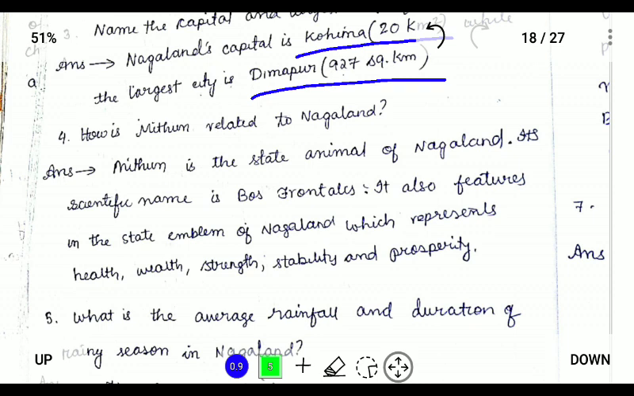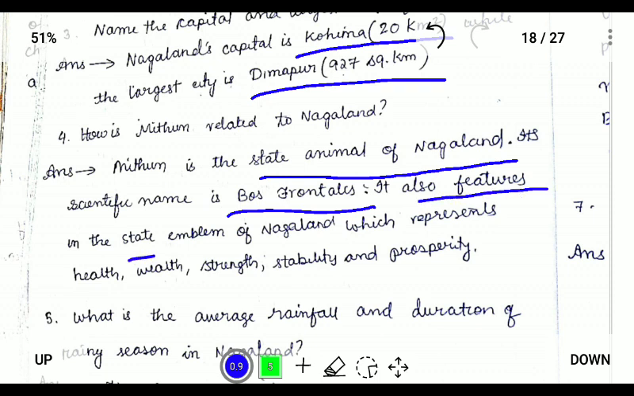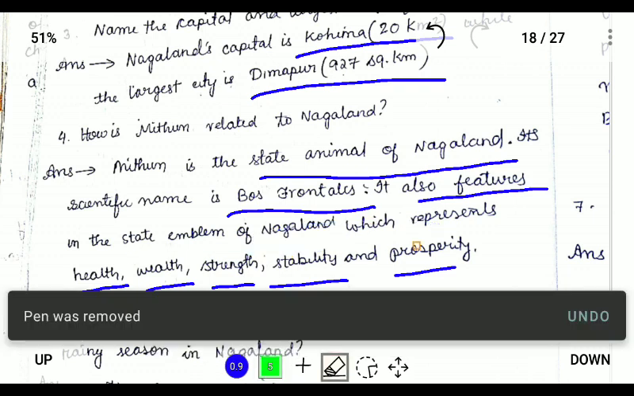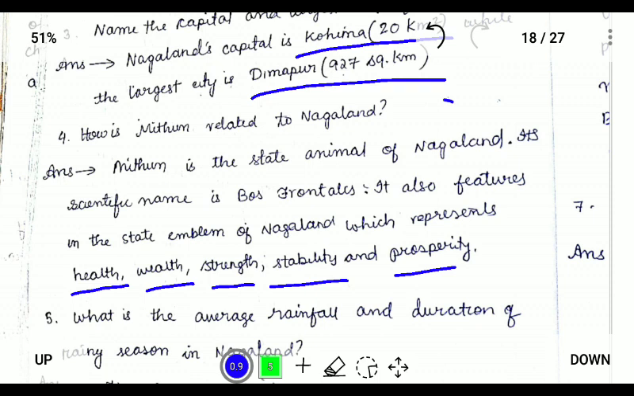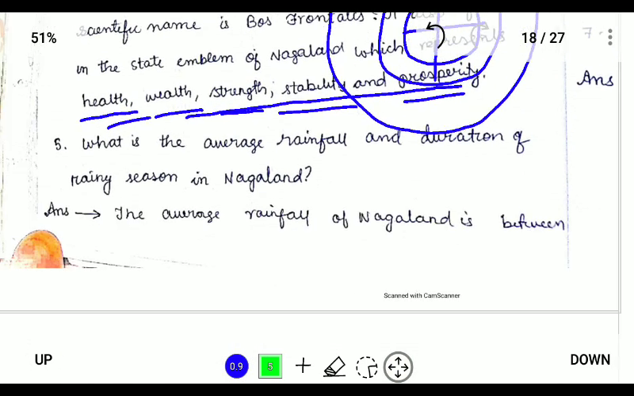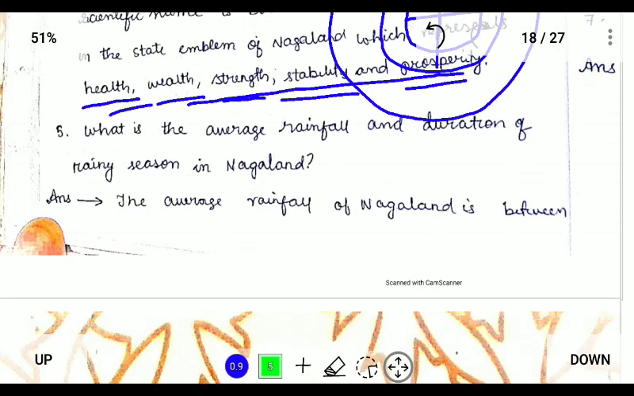Next, how is Mithun related to Nagaland? For 2 marks you can write that it is the state animal of Nagaland and its scientific name is Bos frontalis. It also features in the state emblem of Nagaland, which represents health, wealth, strength, stability, and prosperity. If you look at the state emblem, it consists of a mithun in the center, and this mithun represents health, wealth, strength, stability, and prosperity of Nagaland.